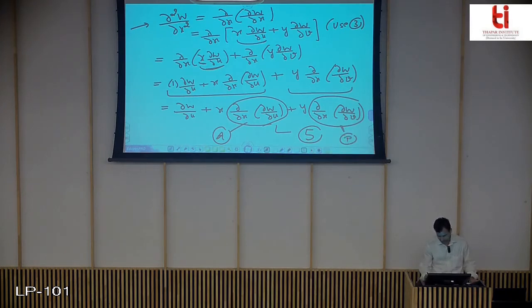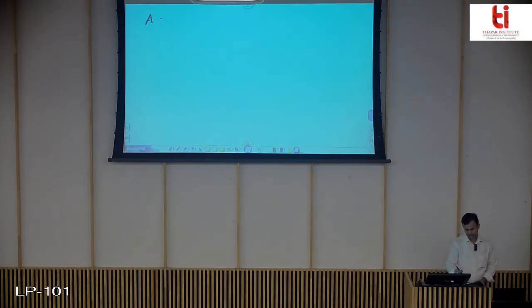Okay, a and b. These are the main two terms that we have to find out using the chain rule. So let me now do these two terms. Let me first start with the term a. Term a is equal to del by del x of del w by del u. So this is our first term.